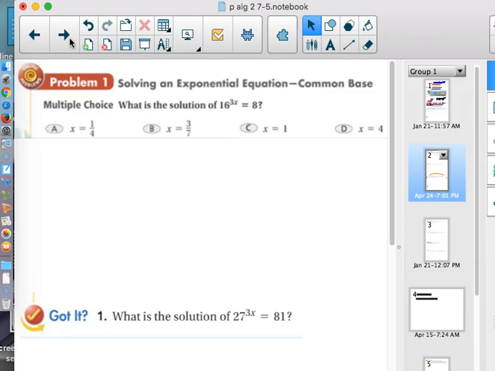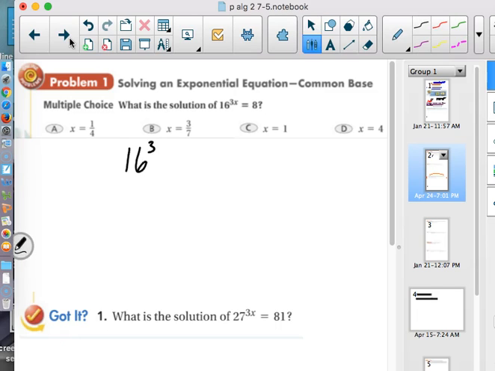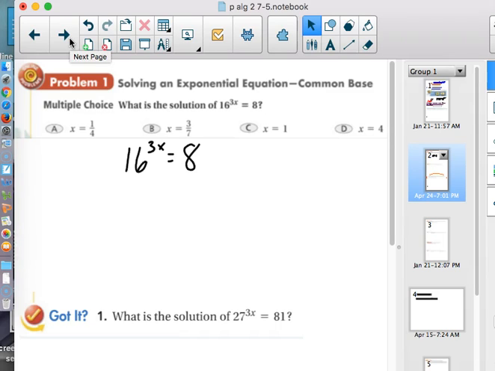Let's take a peek. First thing we're going to do is something we actually did earlier in the chapter, and that is solving an exponential equation by finding a common base. So this says, what is the solution to 16 to the 3x equals 8? So here's what they're saying. Find a number small enough that you could raise to a power that would give you both 16 and 8 and work with it. It's the number that's small enough that we could raise it to powers to get both 16 and 8.